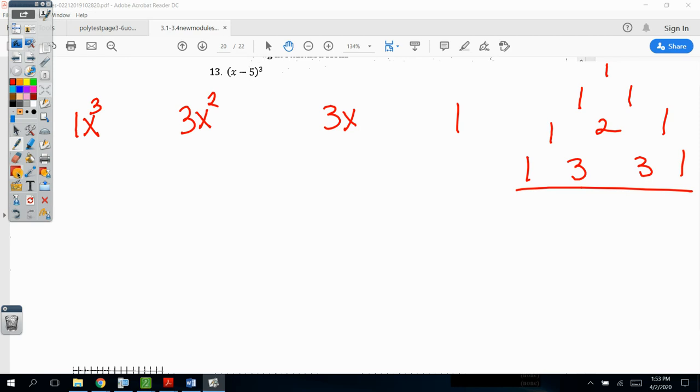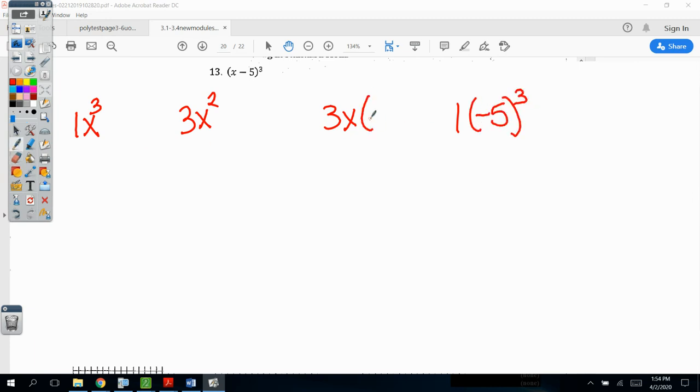Now you take the negative 5 in parentheses to the third power. I don't need this anymore. Negative 5 to the third. Negative 5 squared. Negative 5, and I'm out. Throw in the plus signs.